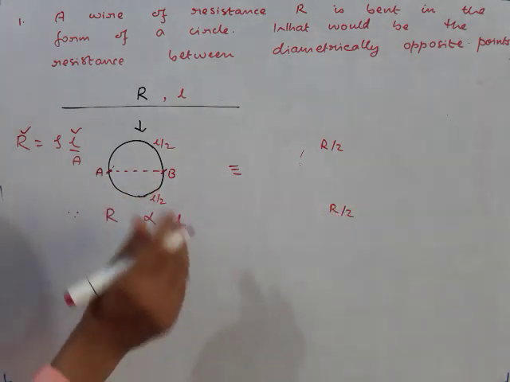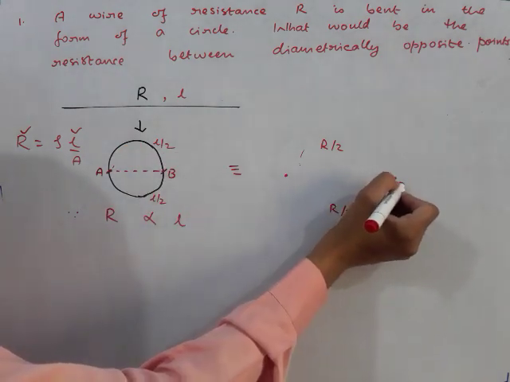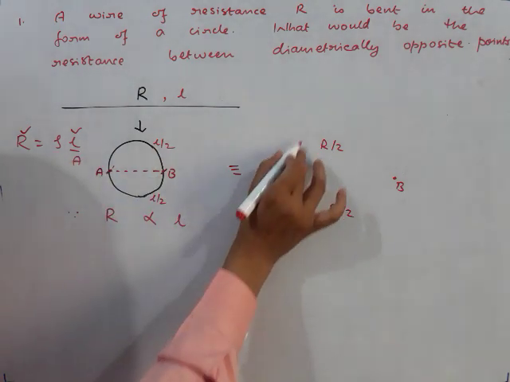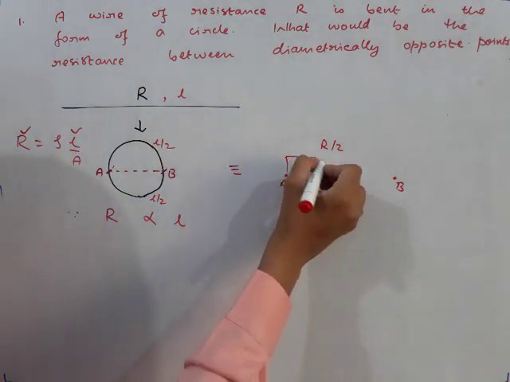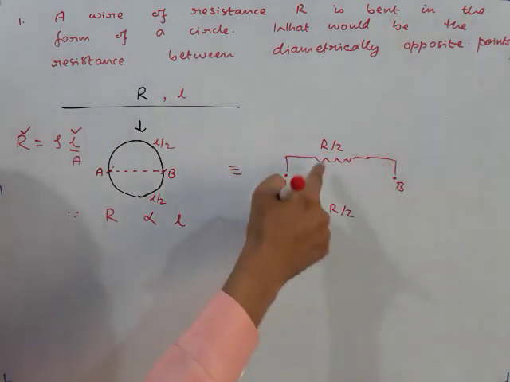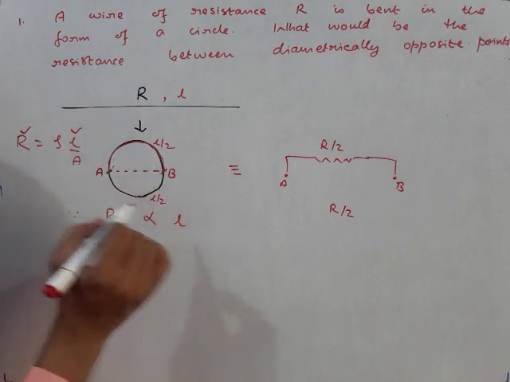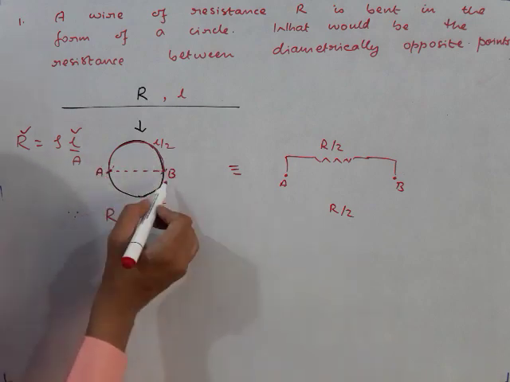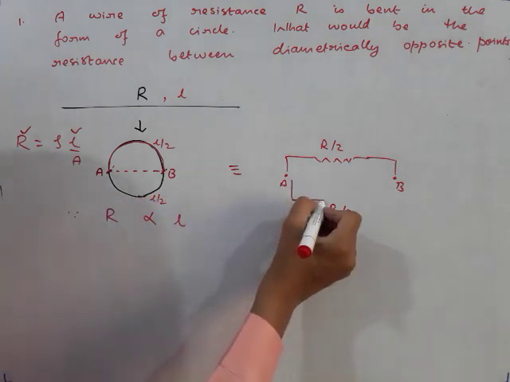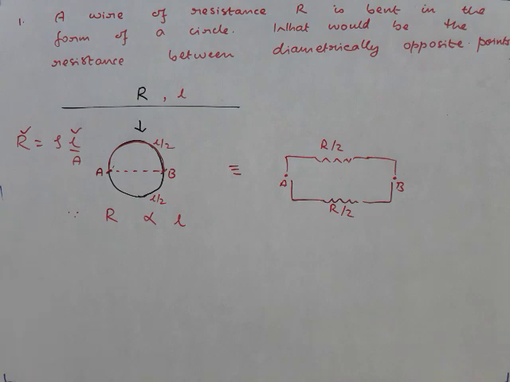Now in the form of a circuit, let me write these 2 points as A and B. The upper part, let me put in the form of the symbol for resistance. This is the symbol for resistance, you know. So this upper R by 2 represents the resistance of this semicircular part. Is it clear, students? Likewise, the lower semicircular wire will be represented by a resistance R by 2.